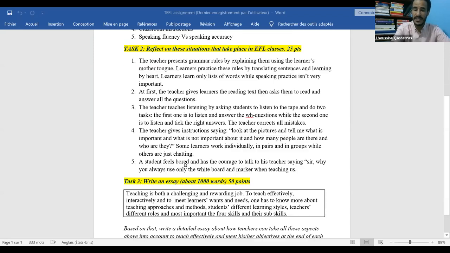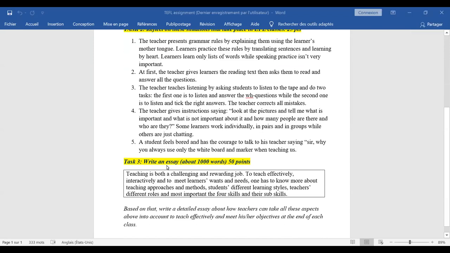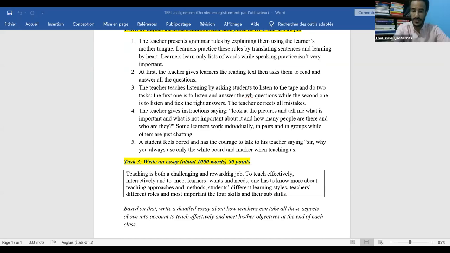And the most important is task number three. You have to write an essay about 1,000 words. And here you have to take into account this topic. You have to take into account the teaching approaches, methods, students' different learning styles, teachers' different roles, and most important, the four skills and their subskills. Based on that, you are going to write a detailed essay about how teachers can take all these aspects above into account to teach effectively.